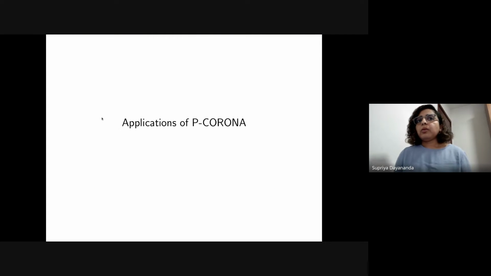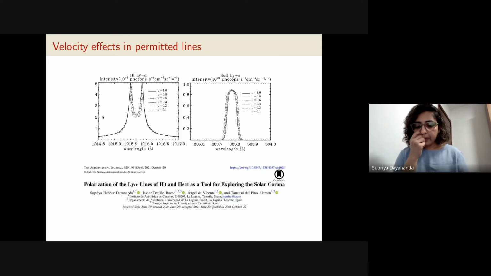So now I would like to talk about some of the applications that we have obtained using PyCorona. The first results that we obtained using PyCorona were by studying the Lyman alpha lines of hydrogen-1 and helium-2 and exploring their use to probe the solar corona, to understand the Hanle effect, or the magnetic field impact through the Hanle effect on these lines.